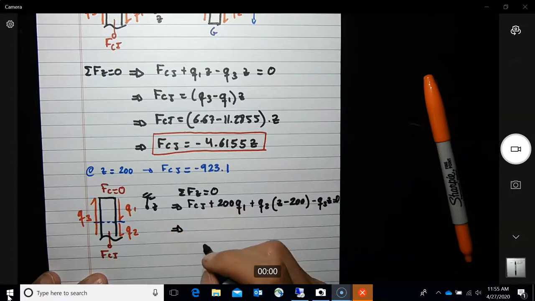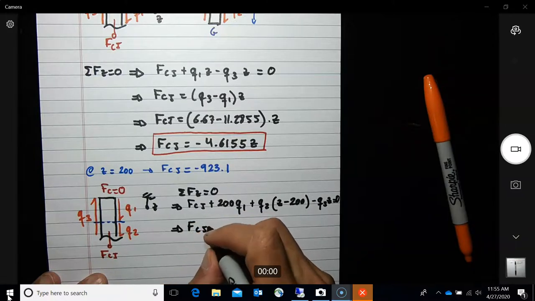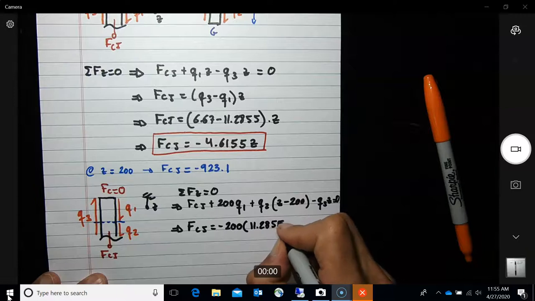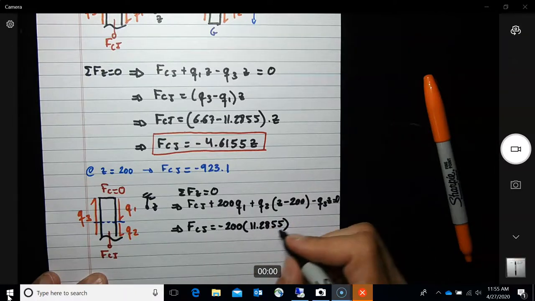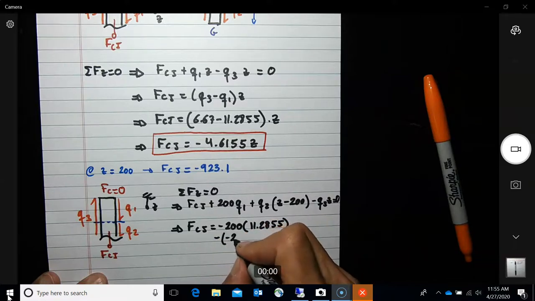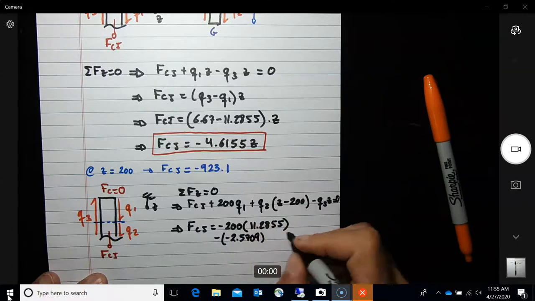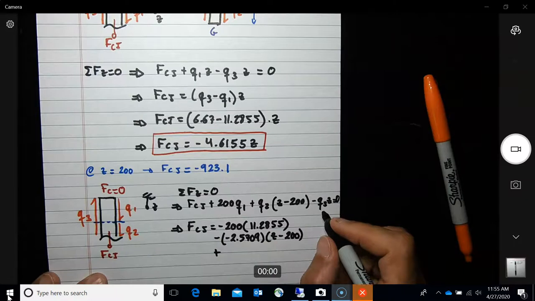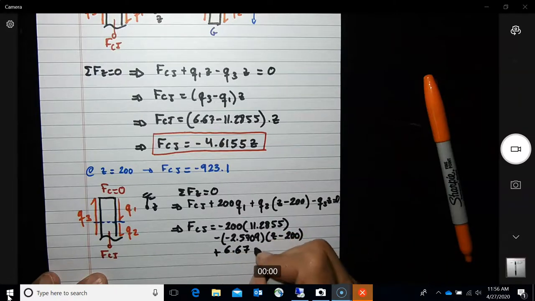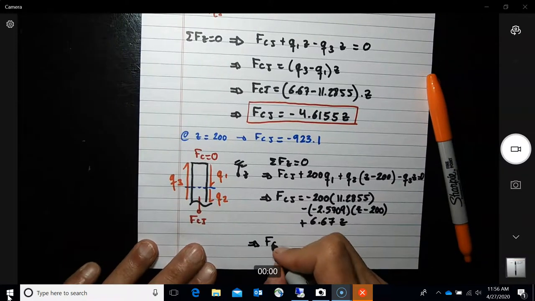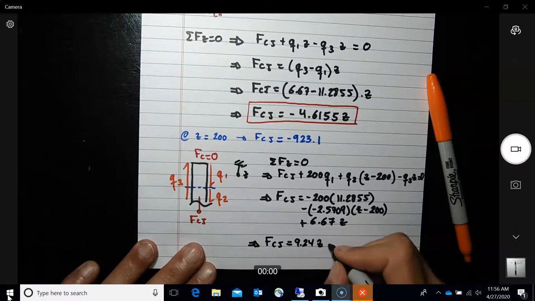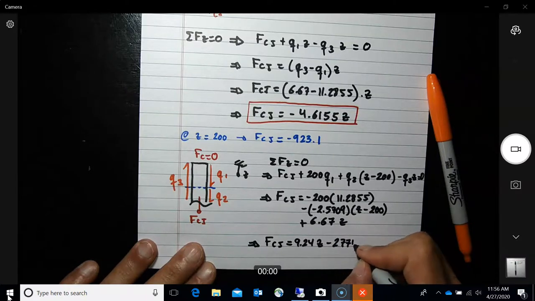So now, if we solve for FCJ, this would give us minus 200 times 11.2855, which is Q1, minus Q2, which is minus 2.5709 times Z minus 200, plus Q3, which is 6.67Z. So if you substitute all these values over here, you're going to get that FCJ is equal to 9.24Z minus 2771.11.